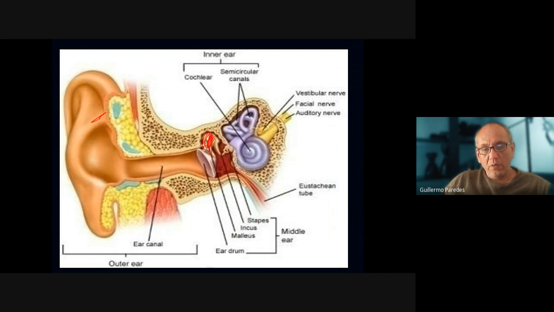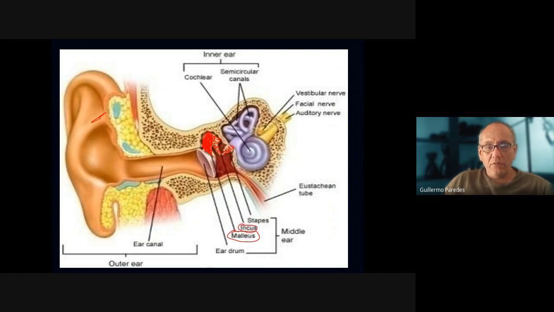This is one bone. We have another bone here, and the last bone here. How many bones do we have? Three bones again. See, everything is three, right? So this first bone, you need to remember, is always the malleus. The malleus, this is the malleus.